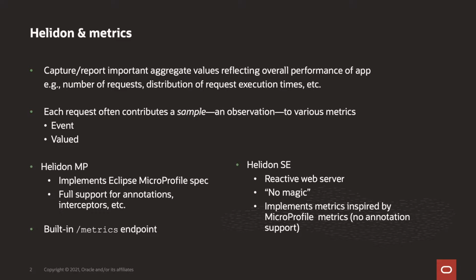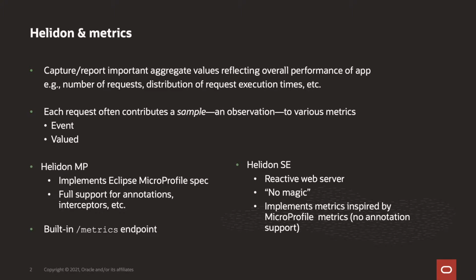Basically, in microservices, metrics allow us to capture and report important aggregate values which reflect the overall performance of the application. This can include measures such as the number of requests the server receives, the distribution of execution times over all requests, and so forth. Typically, each request contributes a sample, an observation, to various metrics. A sample can have a timestamp and might indicate simply that an event has occurred, such as the arrival of a request, or convey a value, the processing time for a request.